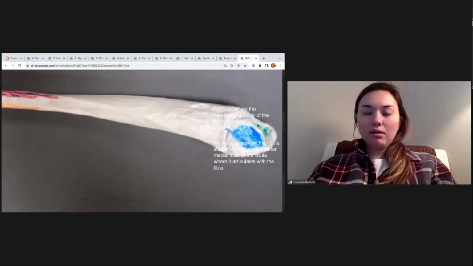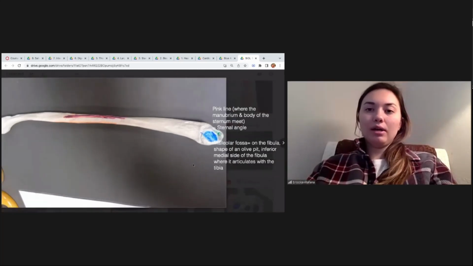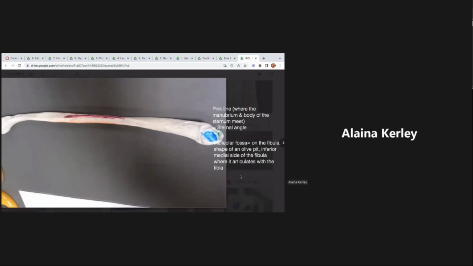Can everybody see it? I know that it's a little blurry, but do we all get the idea of where that is? So that's one of the ones that will be on the test that's not on your list, malleolar fossa, right here. That has definitely been mentioned in lab. I'm just making sure everybody has that, okay? Good? I have a question really quick.